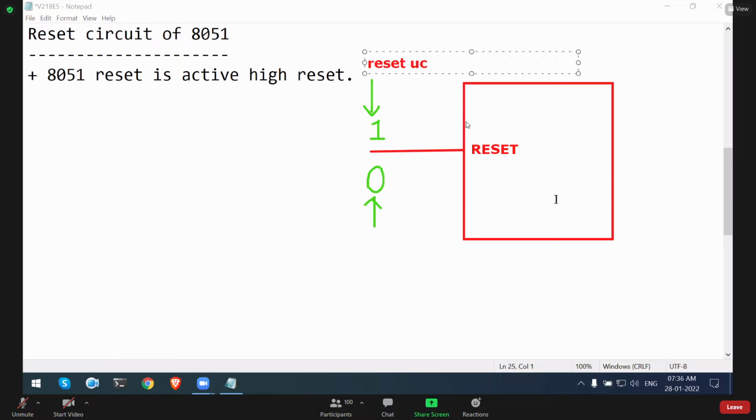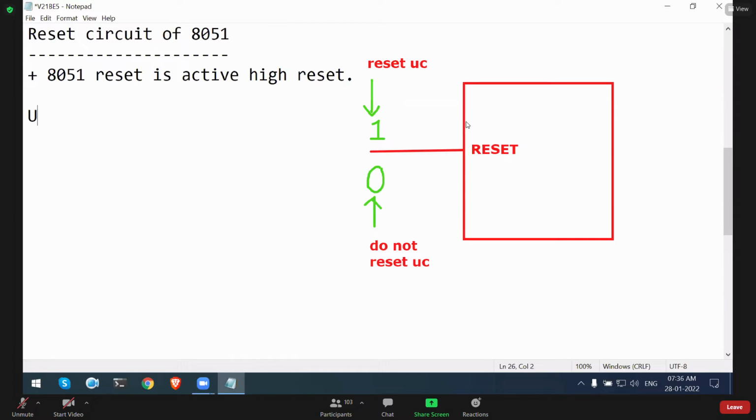I can make a note. It is an active high pin. That's why when we give 1, the microcontroller will reset. This is called active high. When we give 1, only then something will happen. This is a reset pin, so when we give 1, only then the microcontroller will reset.